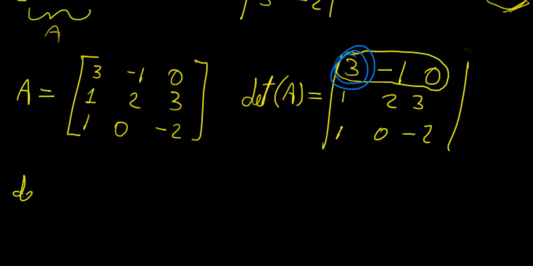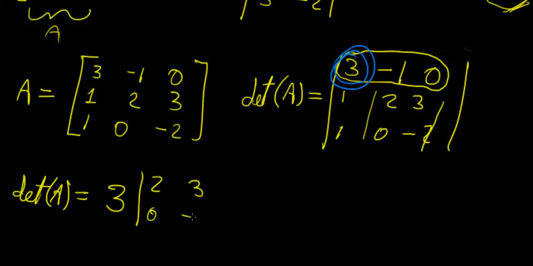So I'm going to write it down here. This 3 is going to be multiplied by the determinant of these other elements here. So basically we're blocking that column and that row, and we're multiplying 3 diagonally by the determinant of this. So we're going to draw it like this: 2, 3, 0, minus 2. And this is an operation we can perform because we already know how to calculate the determinant of a 2 by 2 matrix.